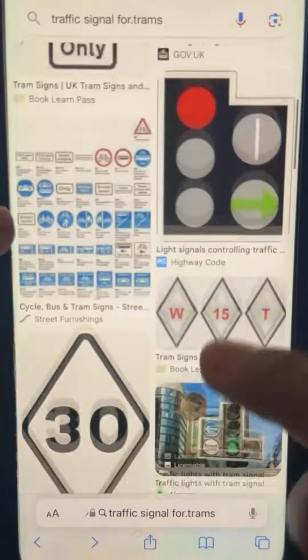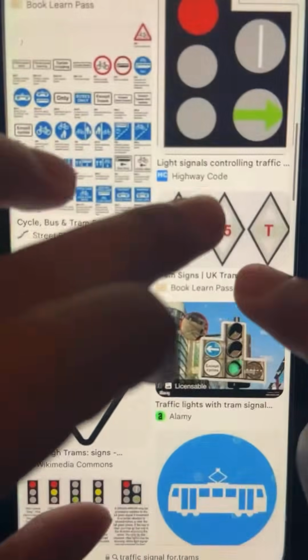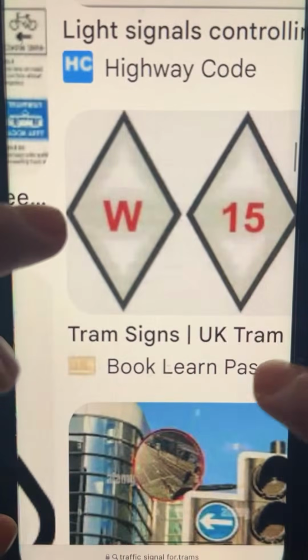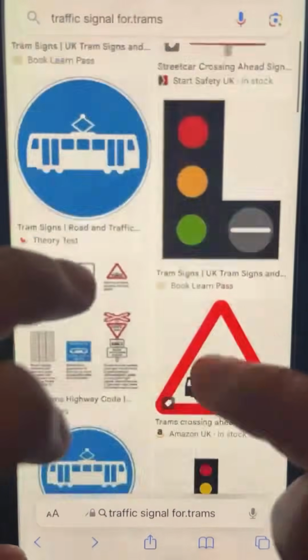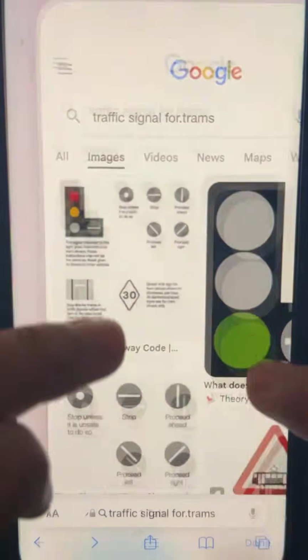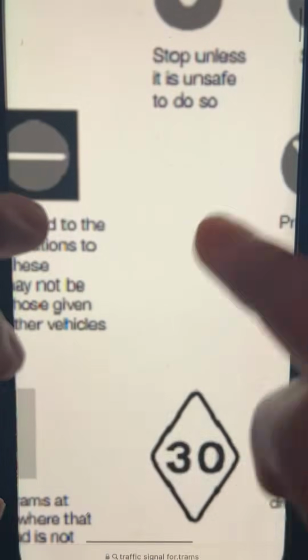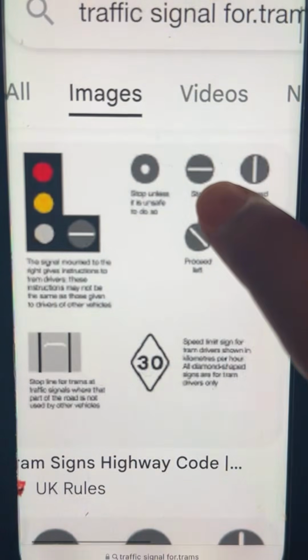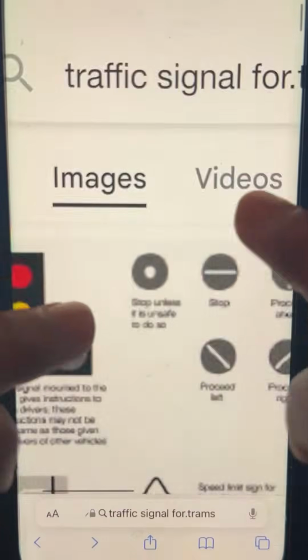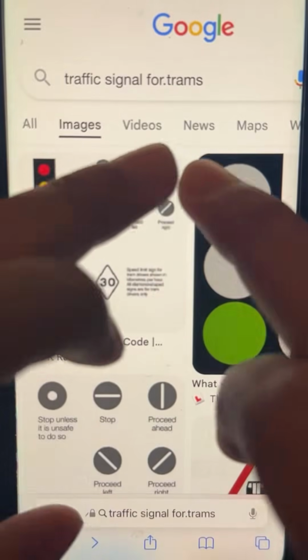You need to know that tram drivers obey the diamond shape. Like this one is for trams. This is for tram drivers to have a look. And as well, you need to know that the traffic signal is like that. There you go. If they see this one, they need to stop. If they see this one, they need to proceed. If they see this one, proceed right and proceed left. And this point will be a stop unless it's not safe to do so. But for the test questions, you need to know that this line means stop for trams, yeah?